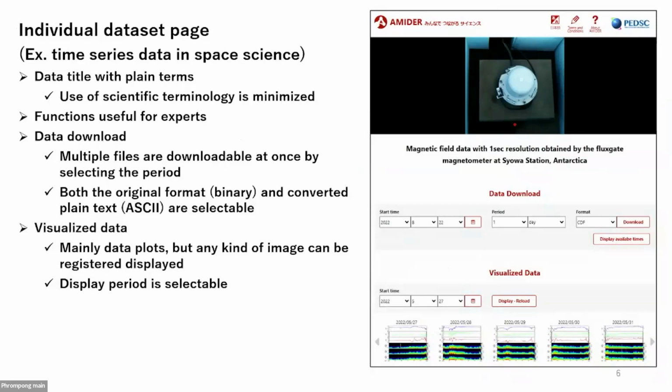This is the individual dataset page. This is an example of time series data in space science. For geospace science, this is the geomagnetic field. The data title is in plain terms. Use of scientific terminology is minimized, and it's descriptive and easy to read.